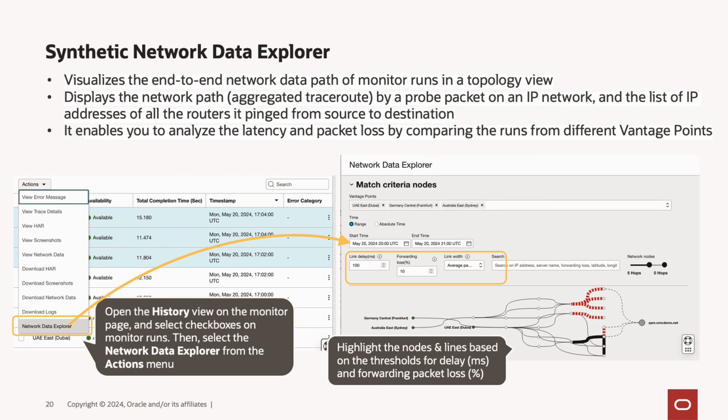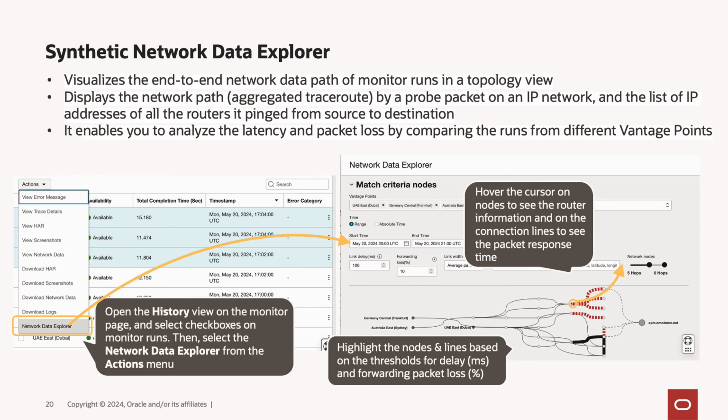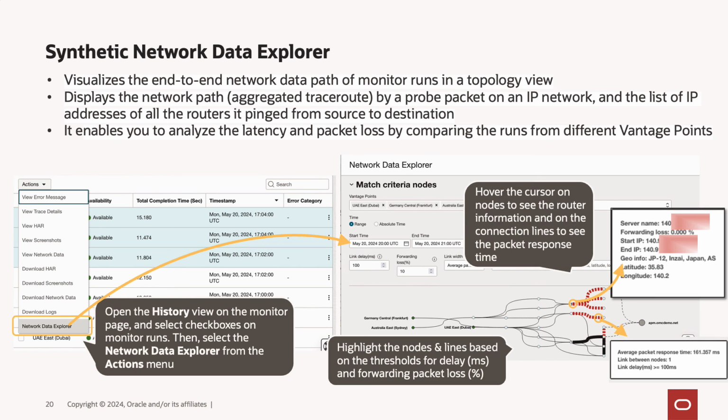In this example, link width is based on the packet response time, where delay time with more than 100 milliseconds shows in the red dotted line. Hovering the mouse cursor on the IP nodes shows the details of the router, such as IP address, packet loss value in percentage, and the location of the router. You can also hover on the connection line that shows an average packet response time.